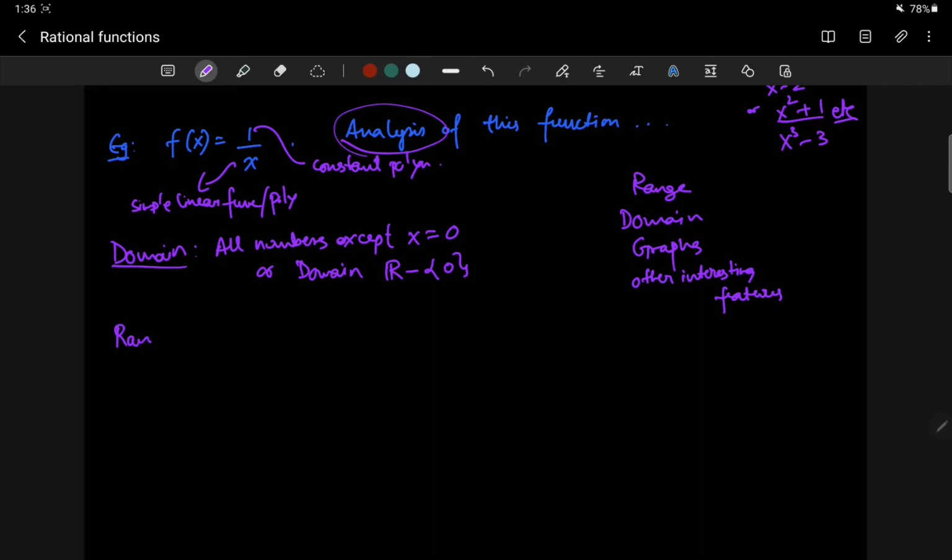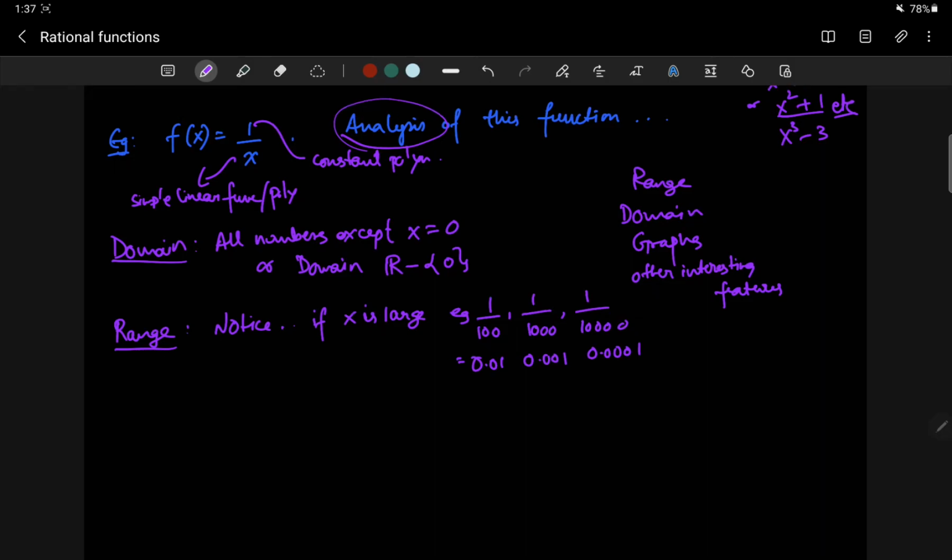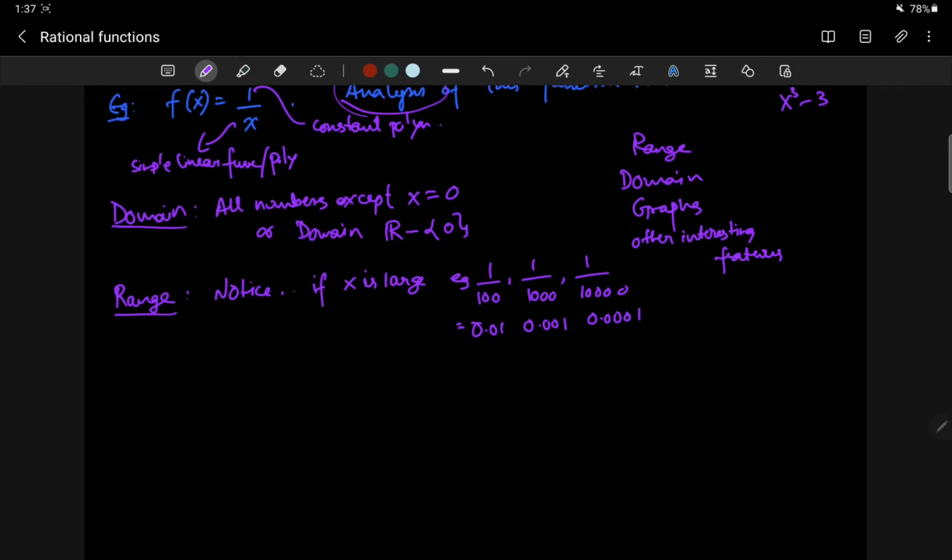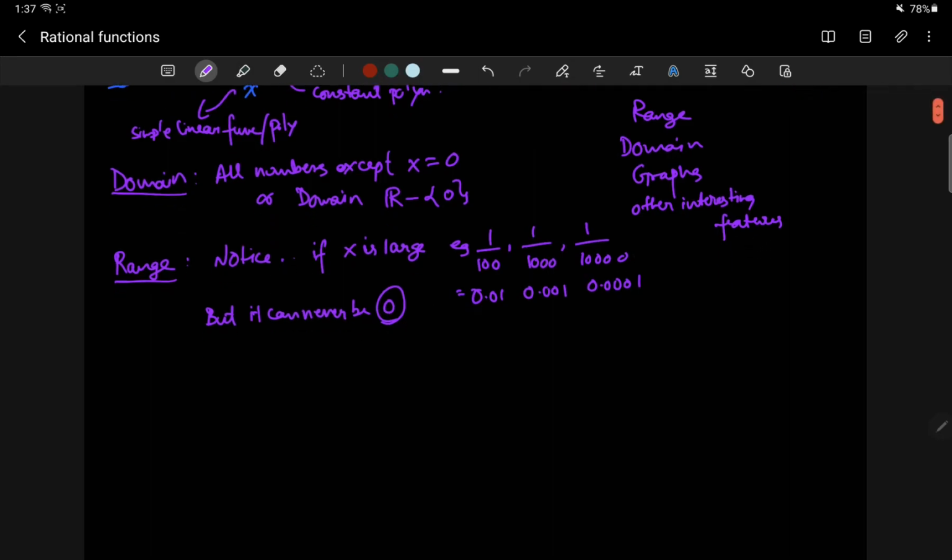Now, what about range? For range, we notice that if x is large, right? So for example, 1 over 100, 1 over 1,000, 1 over 10,000, as x becomes larger and larger, this value becomes smaller and smaller, right? And the same with negative numbers. So the range will consist of very small numbers, but it can never be zero, right? Because for it to be zero, x has to be infinitely large, which is not possible.